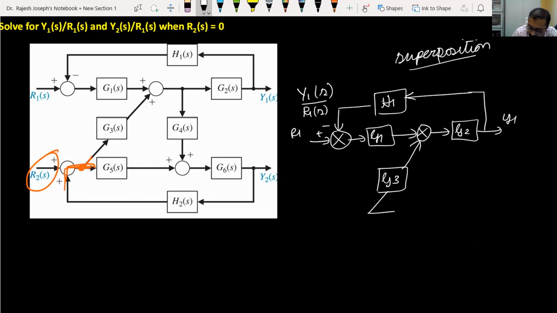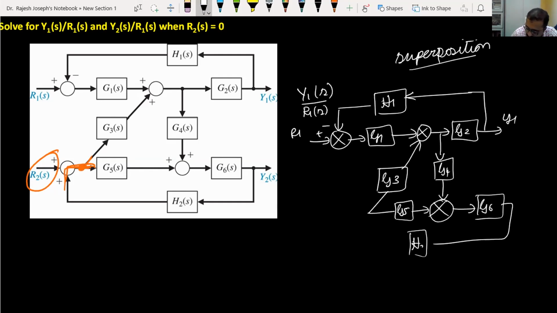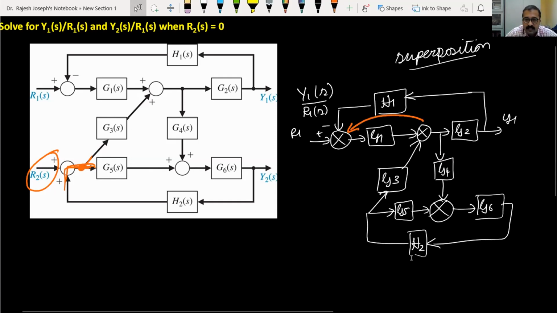G3, then here is my G5. From here I have G4, and this is G6 and this is H2. We need to find the transformation between R1 and Y1. Now how can we do that? The first possibility is that we can shift this summing point to this side.